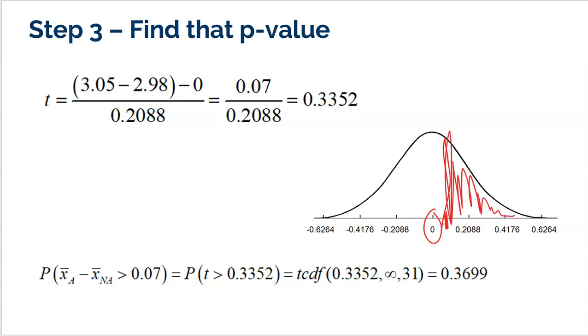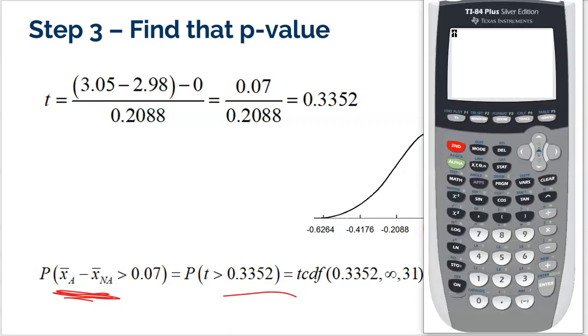So the probability that a sample difference is more than mine is the p-value. So the probability that any other difference between athletes and non-athletes is more than 0.07 is the probability that a t-score is more than 0.3352. To do that on my calculator, I'll show you real quick. I'm going to grab tcdf, second vars, tcdf is number 6. And I'm going to go from 0.3352. Sorry, having a calculation issue there. 0.3352. And then I'm going to use 99 to act as my infinity. And then don't forget the 31 degrees of freedom right there where it asks.